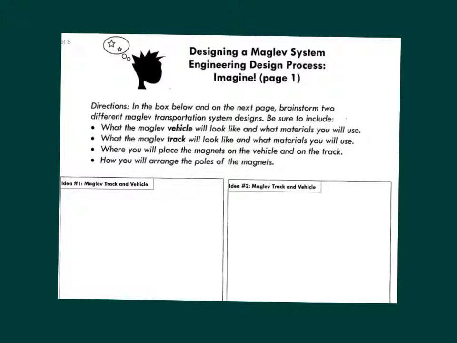Designing a maglev system engineering design process. Imagine, page 1. Directions. In the box below and on the next page, brainstorm 2 different maglev transportation system designs. Be sure to include what the maglev vehicle will look like and what materials you will use, what the maglev track will look like and what materials you will use, where you will place the magnets on the vehicle and on the track, and how you will arrange the poles of the magnets. Make sure to create 2 ideas in the boxes below.